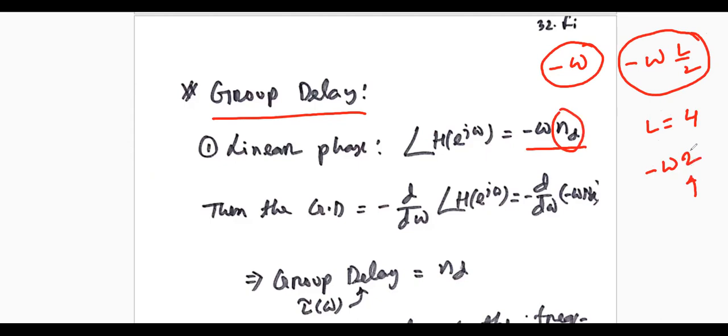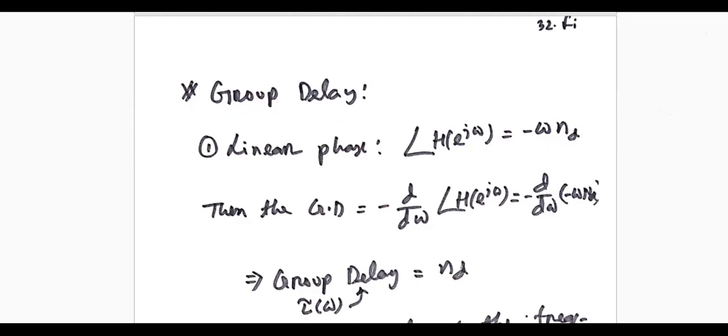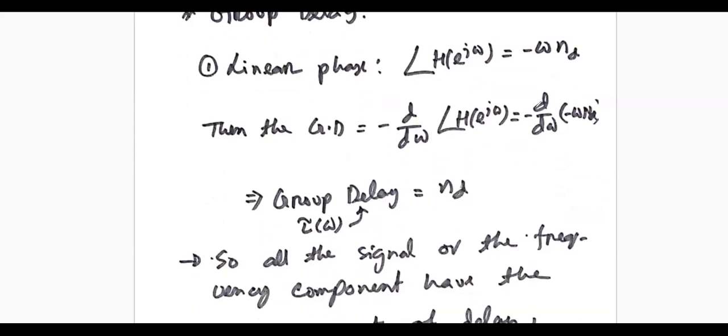This value is represented by this term. So after omega, what is the phase? What is the number? So this is the linear phase. Now if we differentiate that phase with respect to omega with a negative sign, that is known as the group delay. For this example, we find the group delay is equal to minus d by d omega of minus omega nd. Whether this is a small n or capital N, both are the same. That is a constant. We have the group delay equal to this nd.